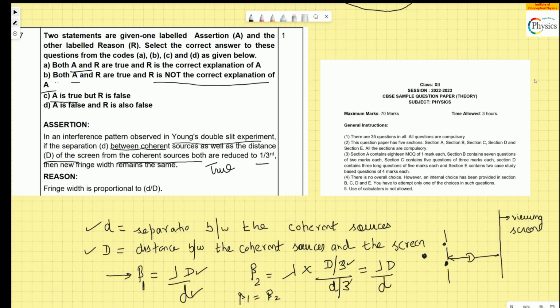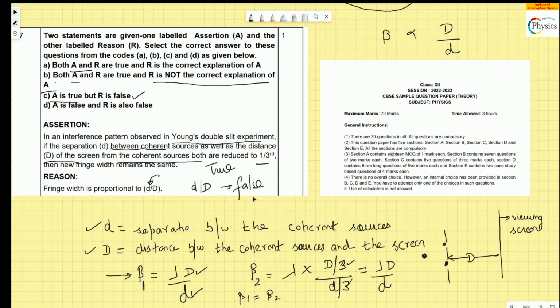The reason says fringe width is proportional to d upon D. See, the fringe width beta is proportional to capital D by small d, right? Whereas what they have mentioned is that fringe width is proportional to small d by capital D. This is completely false, right? So your answer to this question is A is true, but R is false. It is completely correct.